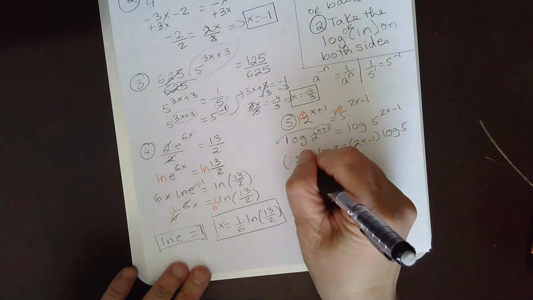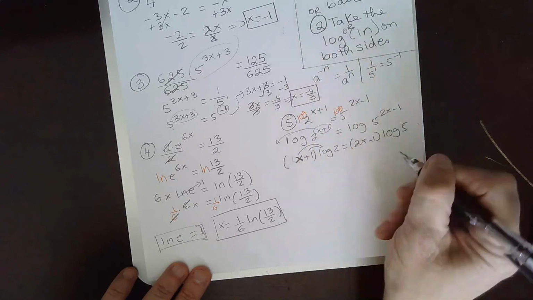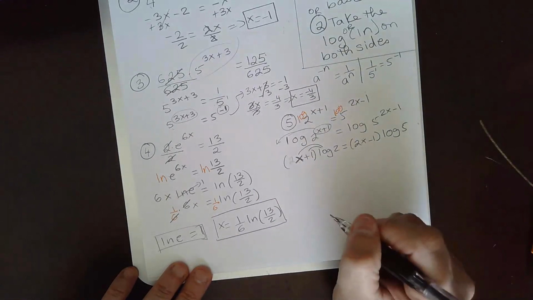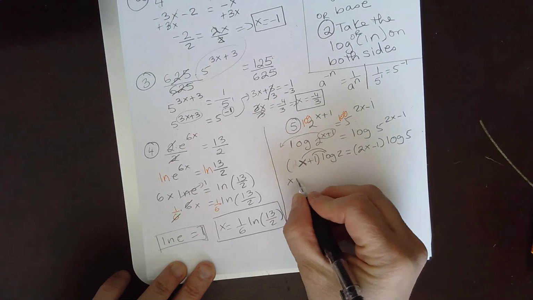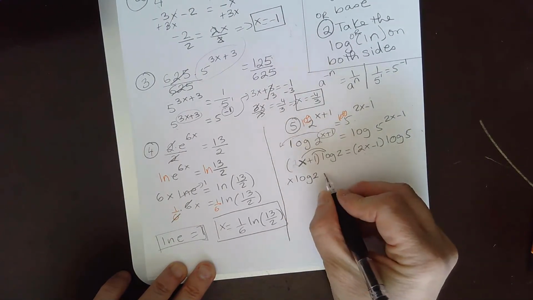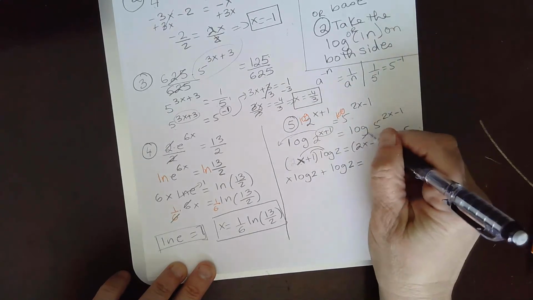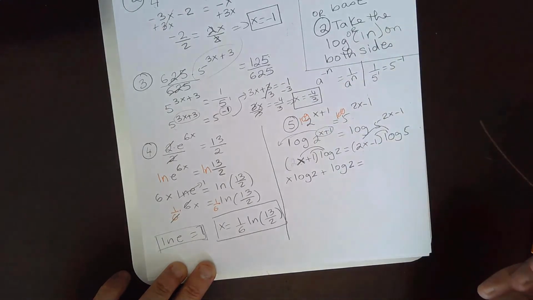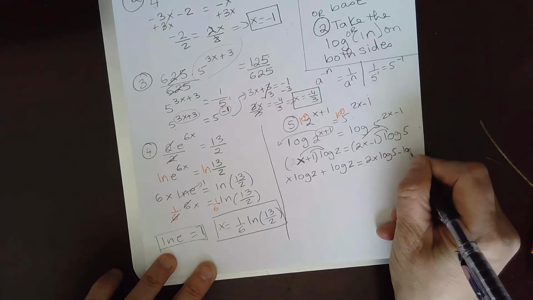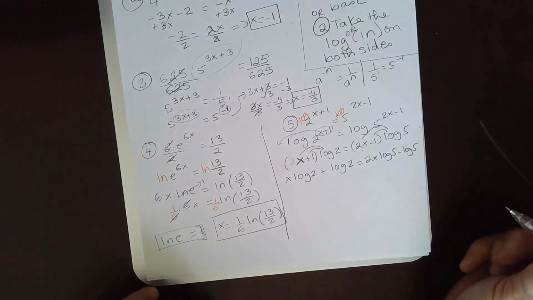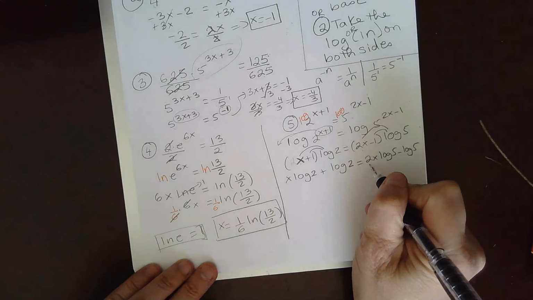Now we are solving for x, so let's go ahead and distribute. We want to get the x out of the parentheses on both sides of the equation. So we get x log 2 plus 1 times log 2, or log 2, equal. Now we do the same thing here, we distribute 2x. So 2x log 5 minus log 5.